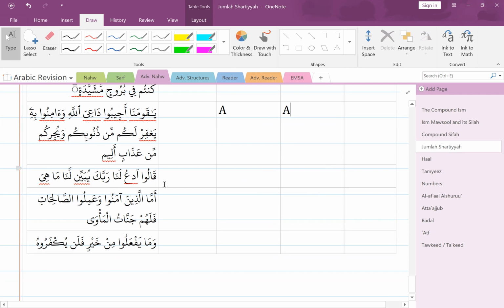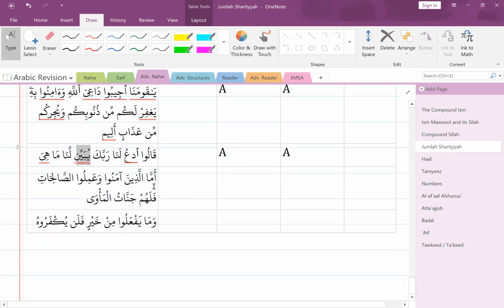So "Khalu du'u lana." I think it is also Amr. Beautiful. "Rabbaka yubayyin lana." So yubayyin is the Jawab al-Amr. Yes, this is our Jawab al-Amr. Yubayyin, not yubayyinu, because we know yu'allimu, but now it's been made majzoom, so it's yubayyin. That's because it's the Jawab al-Amr.